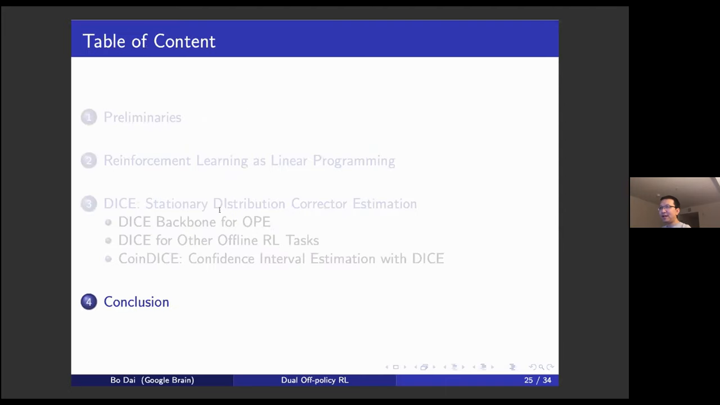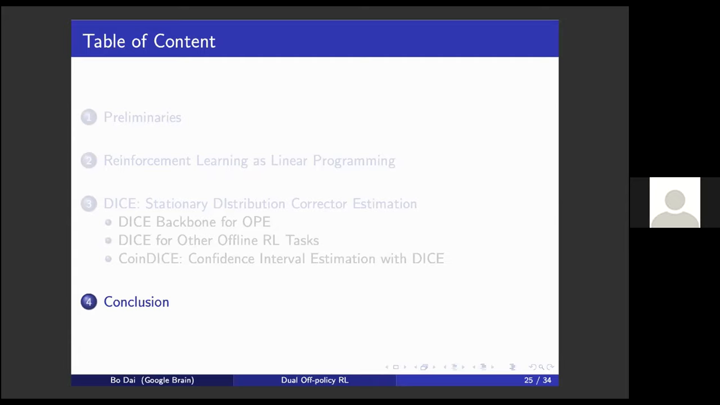Okay, I think I finished the major component of the talk. Finally, some conclusion. Before we go there, any questions about this confidence interval estimation part? Yeah, go ahead, please. Yeah, please unmute yourself.